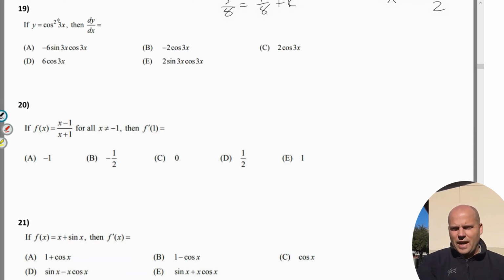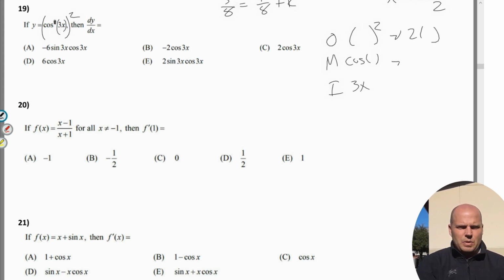but I don't know, maybe they start showing it. We haven't seen an actual multiple choice test in a while. Don't forget about OMI. Don't forget about parentheses. This is actually an outside, middle, inside. Outside is the square, middle is the cosine, inside is the 3x. Outside slope is 2 parentheses, middle slope is negative sine parentheses, inside is 3. Multiply them all together, I'd get -6, big parentheses.